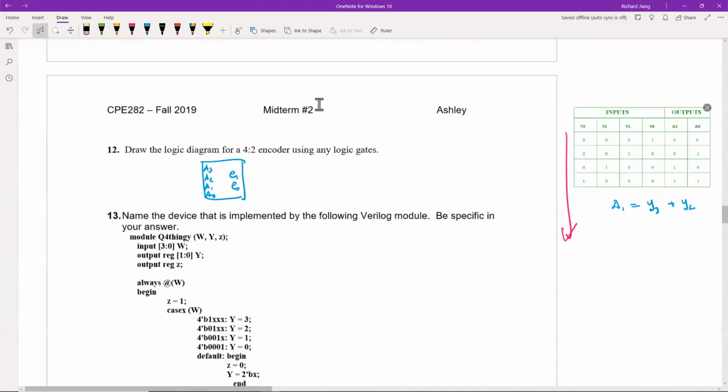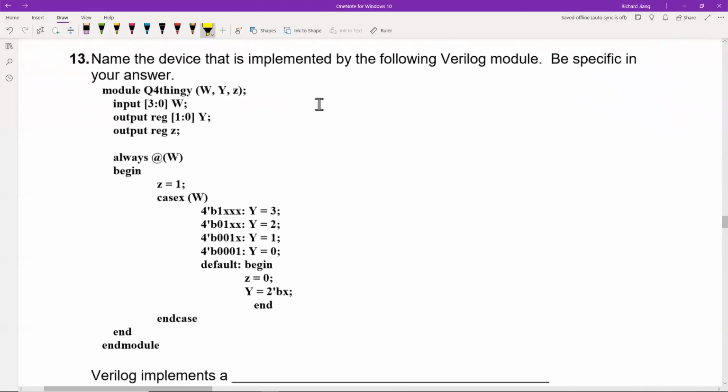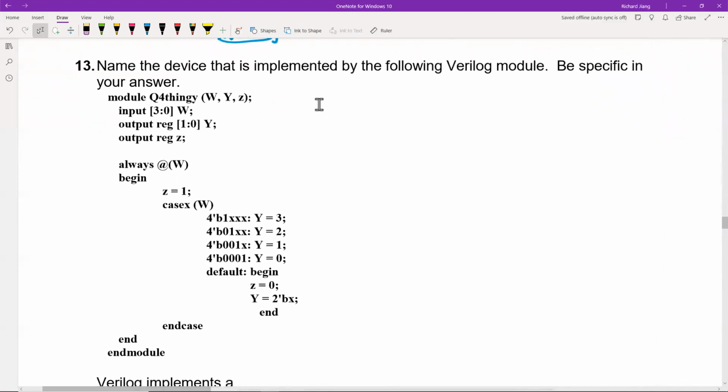Yep. Sounds good. All right, this one says, name the device that is implemented by the following Verilog module. Be specific in your answer. So we look here. I ran through all of these, just getting an answer for everything and making sure I had a general idea of what stuff was. And I came out with a 4 to 2 encoder, but I wasn't 100% positive, so I wanted to run it with you. It's called a priority encoder.